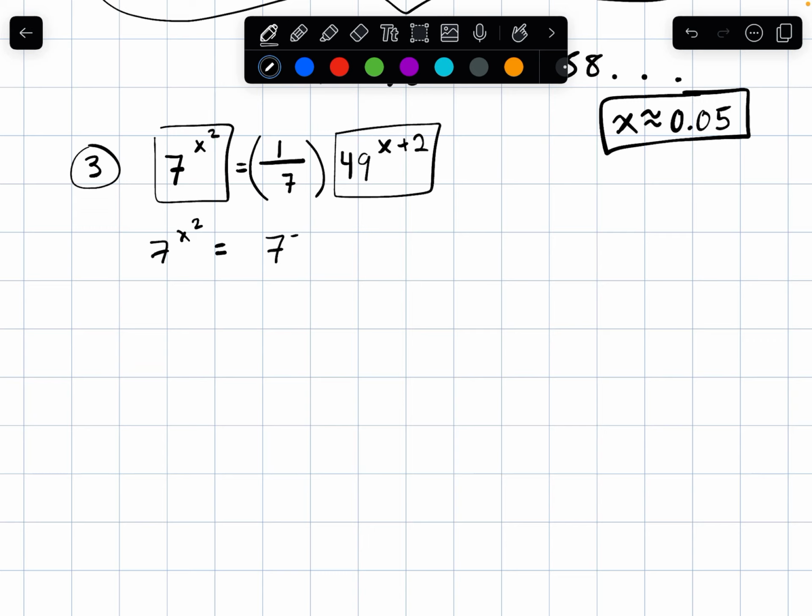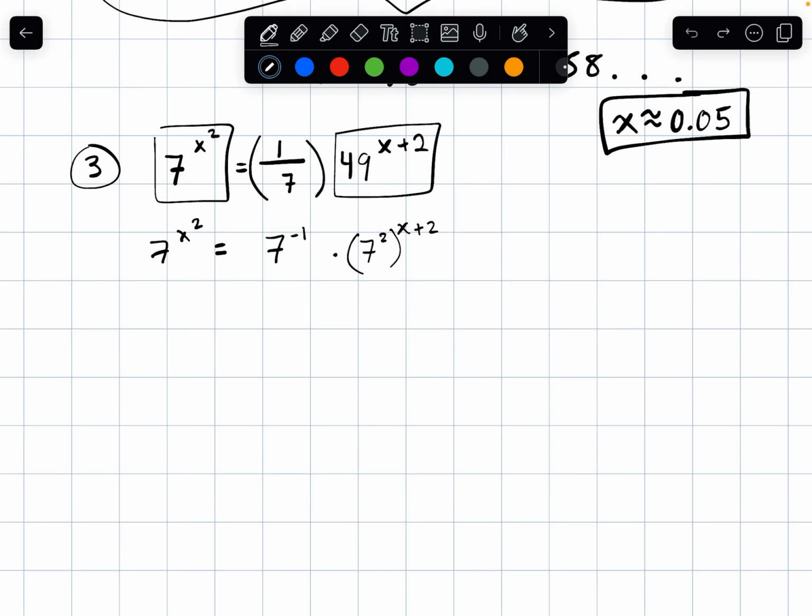So I know that 1/7 is really 7 to the negative first power times, well, we know that 49 is 7 squared, to the x plus 2 power. All right, so I just changed the 49 into 7 squared. I changed 1/7 into 7 to the negative first, all right? But now I have all common bases, right?